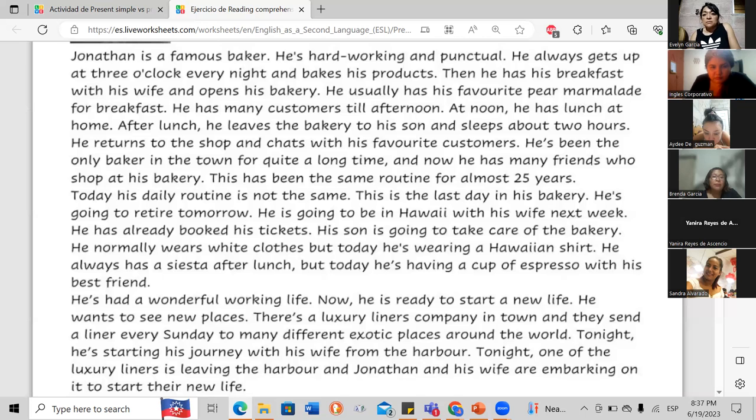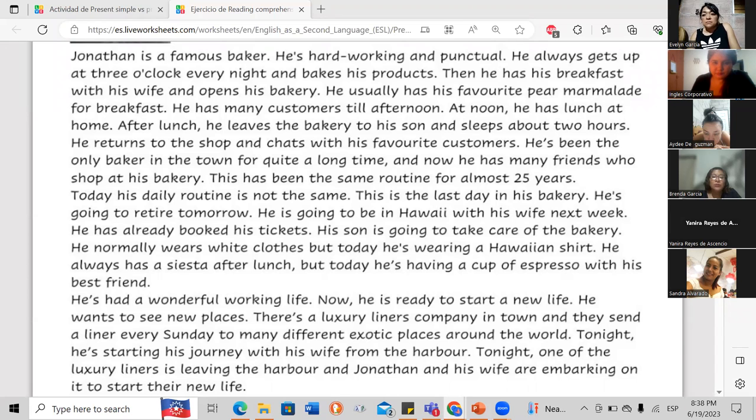He has already booked. He already booked his tickets. His son is going to take care of the bakery. He normally wears white clothes, but today he's wearing a Hawaiian shirt. He always has a siesta after lunch, but today he's having a cup of espresso with his best friends. He has a wonderful working life. Now he is ready to start a new life. He wants to see new places.